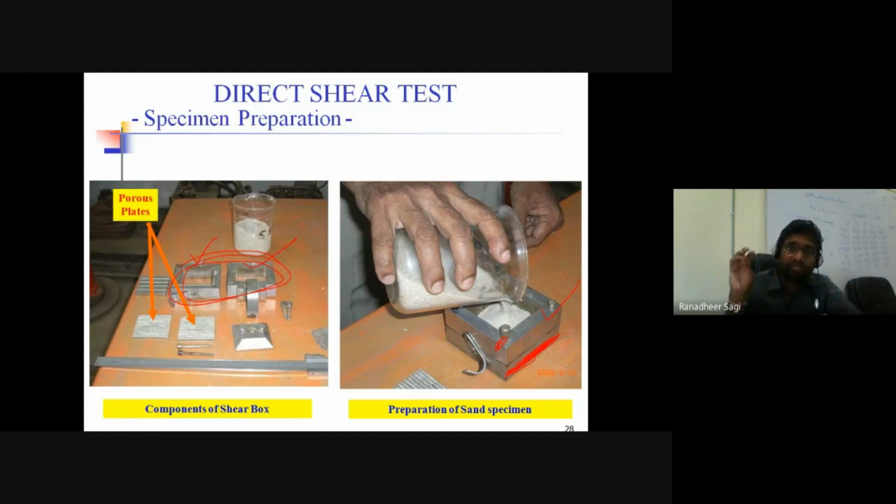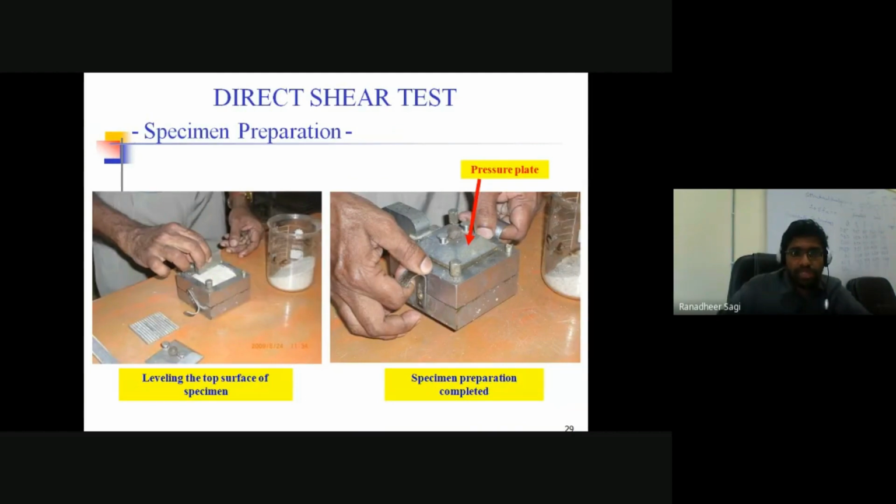According to the field density at which that soil is there, at the same density, you are required to place that soil into the direct shear box. Once the soil sample is placed into that hollow cross-sectional region, you can use a plate to properly level the surface of the soil. Look here. Once the soil is placed, level its surface so that whatever load comes from the top can be uniformly spread over the complete cross-sectional area of the soil.